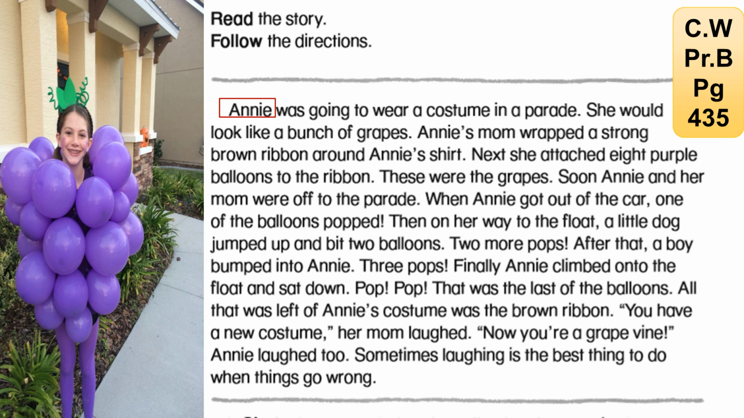Annie was going to wear a costume in a parade. She would look like a bunch of grapes. Annie's mom wrapped a strong brown ribbon around Annie's shirt. Next, she attached 8 purple balloons to the ribbon. These were the grapes. Soon Annie and her mom were off to the parade.